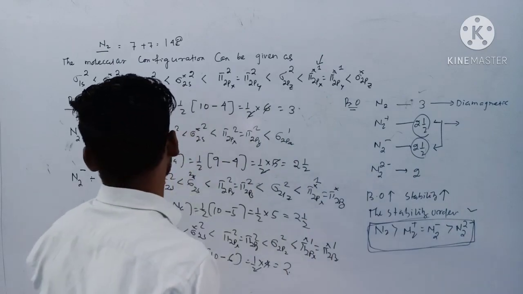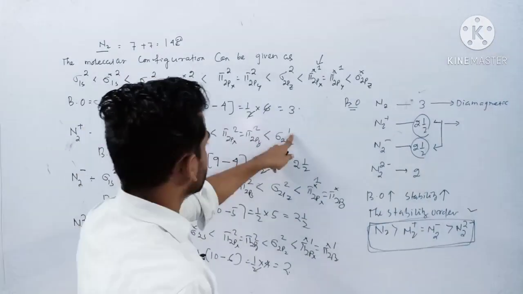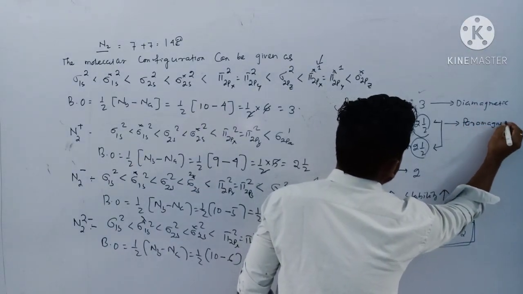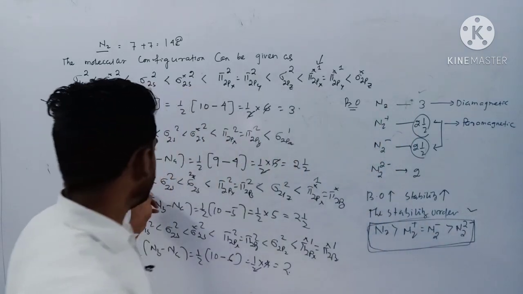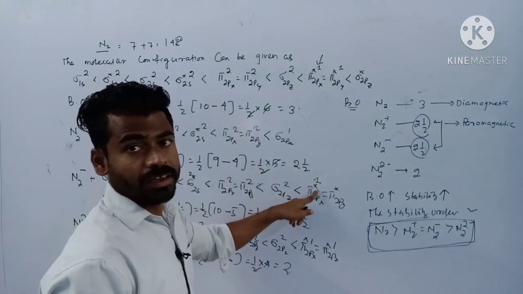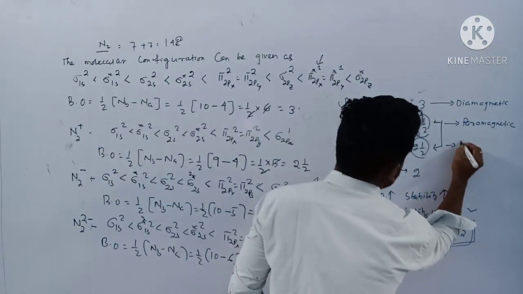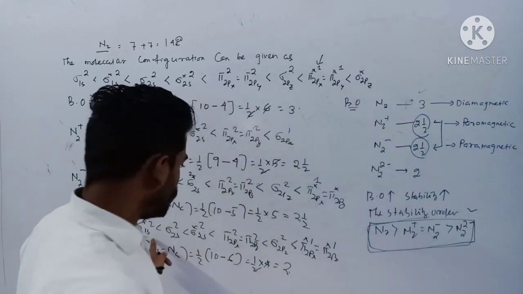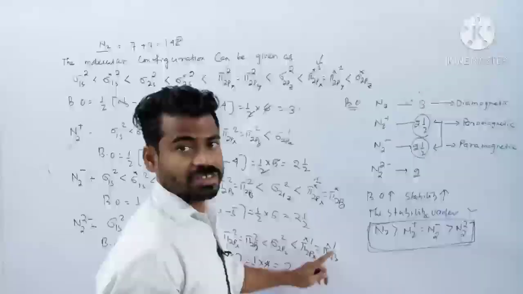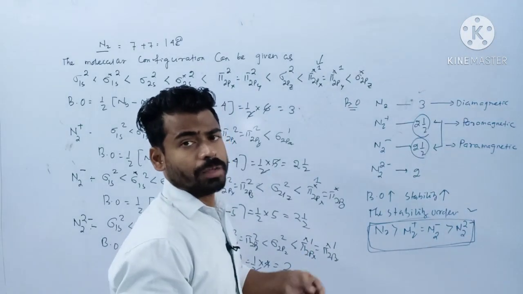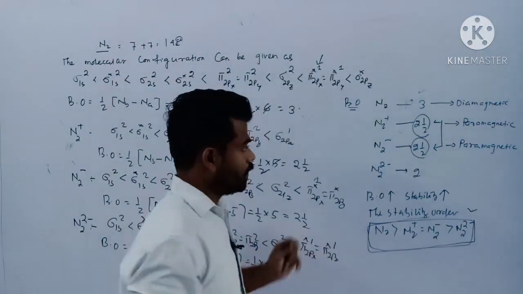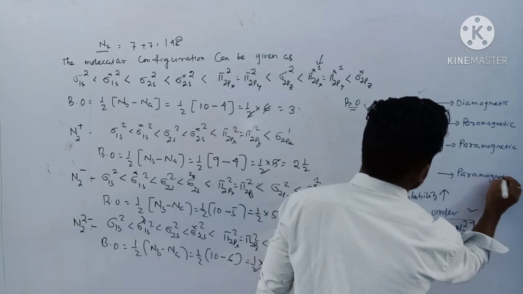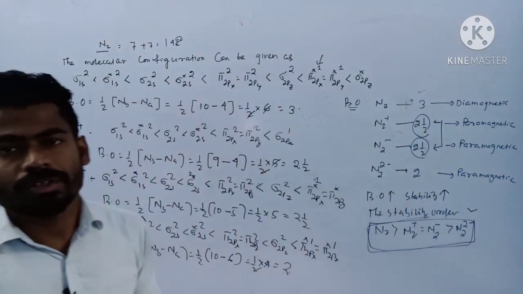Next, N2 plus configuration has one unpaired electron at sigma, so it is paramagnetic in nature. Again, in N2 minus also there is one unpaired electron at this antibonding molecular orbital, so this is also paramagnetic. And in N2 2 minus, there are two unpaired electrons, so this is highly paramagnetic, because paramagnetic behavior depends upon the number of unpaired electrons. So this is about their paramagnetic nature.